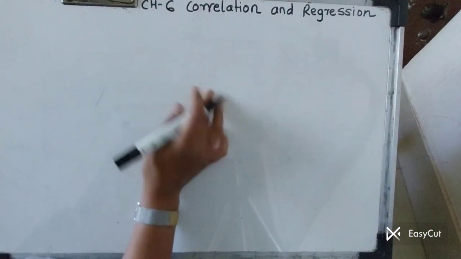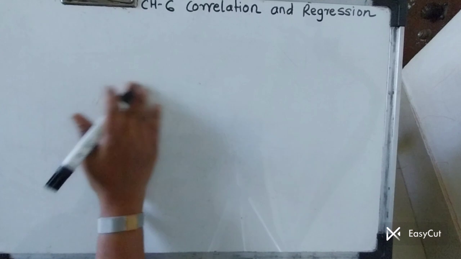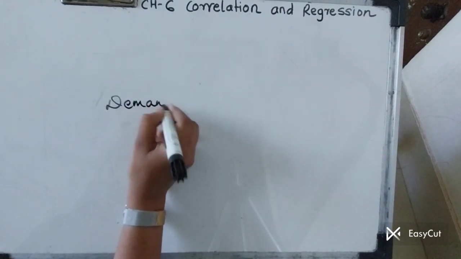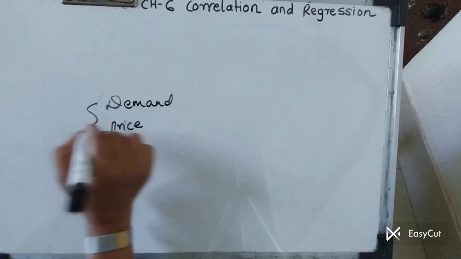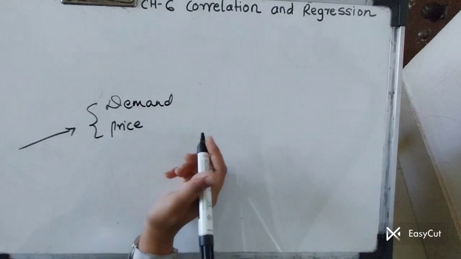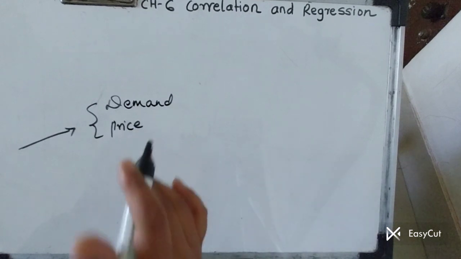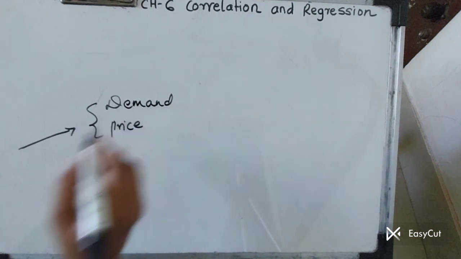Such interrelated variables are called the correlated variables. Means demand and price, they are correlated. That's why we call it a correlated variable. And the extent of linear relations between these two variables is called the correlation.